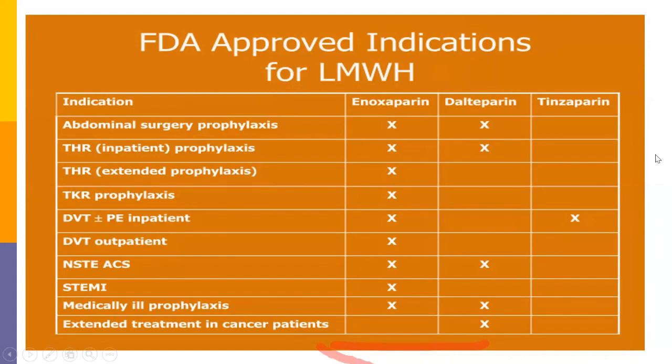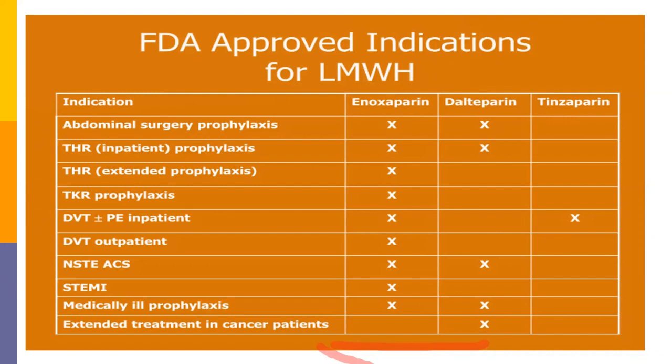The first one, prophylaxis of abdominal surgery, it's enoxaparin and dalteparin. In prophylaxis of total hip replacement, enoxaparin and dalteparin. Then prophylaxis of total knee replacement, enoxaparin. Then deep vein thrombosis and pulmonary embolism inpatient, enoxaparin. Then deep vein thrombosis outpatient, enoxaparin alone. Then acute coronary syndrome, enoxaparin. Then medically ill patients, enoxaparin still.